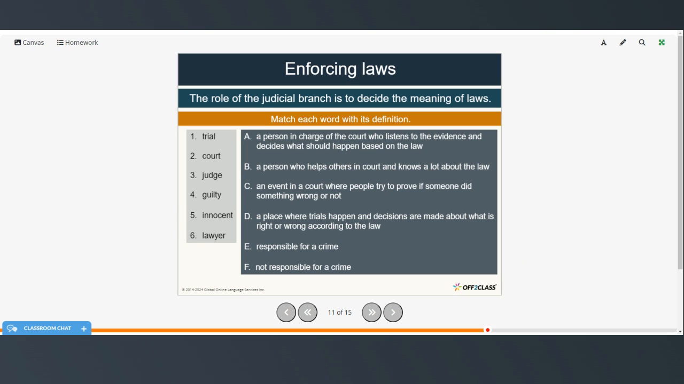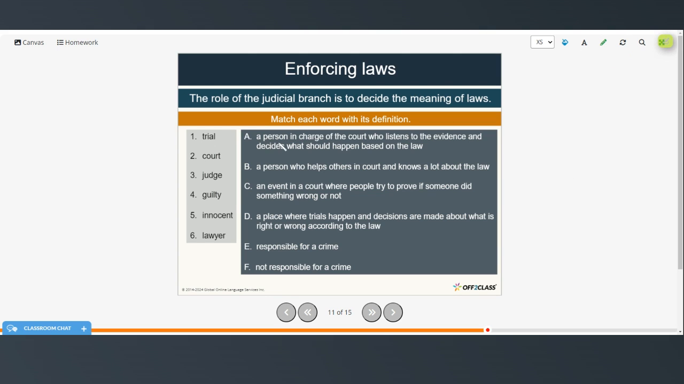All right, now we're going to talk about enforcing laws. The role of the judicial branch is to decide the meaning of laws. So we're going to match each word to its definition. So you can pause the video and try that on your own, and then restart when you're ready to check your answers.